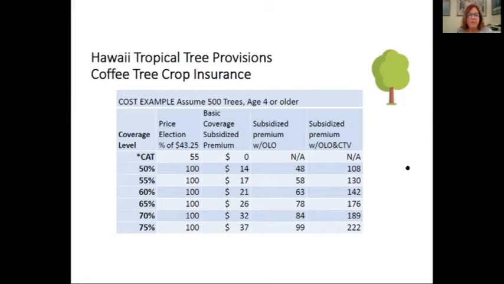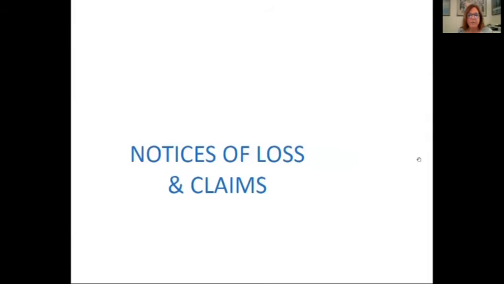And then if you add all the options, including that comprehensive tree value, the premiums increase pretty dramatically from $108 to $222 for that 500 trees. And this is just an example. You should get a quote from your agent that's particular for your farm.